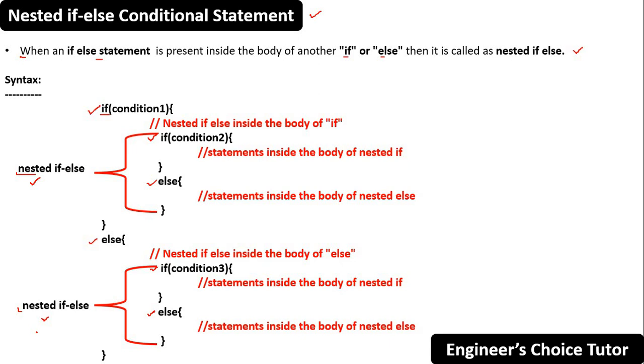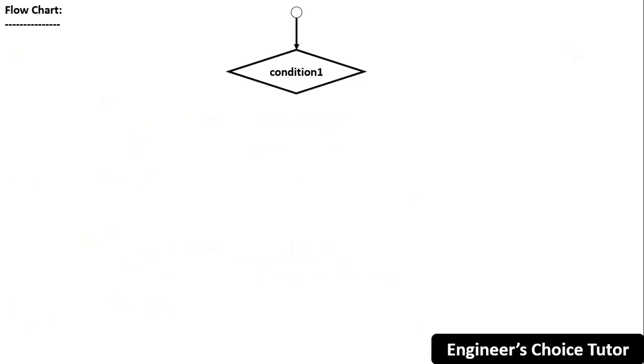Now let's understand the flow with the help of a flowchart. Fine, this is the flowchart. In the parent if, I have this condition 1. This flowchart is designed based on the syntax that we have covered just now. So please note down that syntax and then try to compare it with this flowchart. Now suppose this condition 1 is true. If it is true, then what will happen?